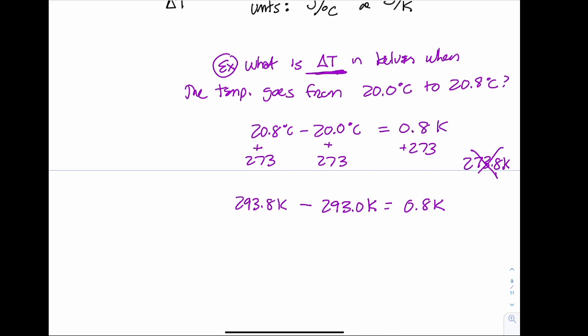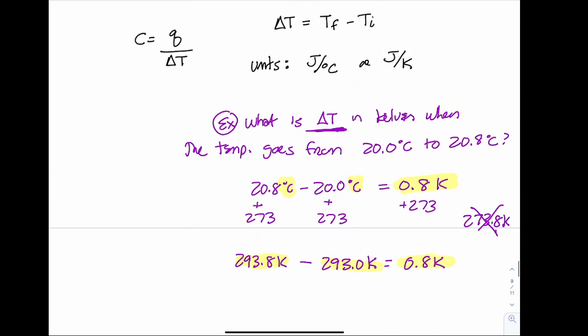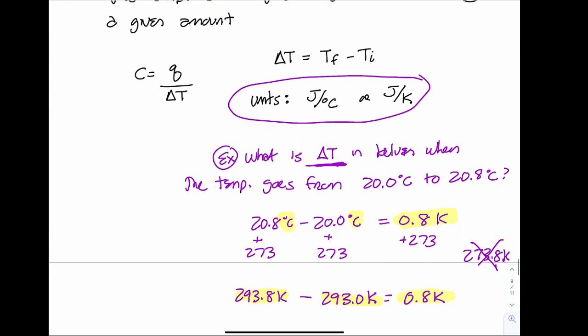My answer, whether I left them as degrees C or whether I changed them to Kelvin, comes out to be the same thing. So from a unit perspective, those are actually the same because it's temperature change on the bottom, right? Delta T. It's not T, it's delta T. And my change, whether it's in Celsius or if it's in Kelvin, is going to be the same thing.